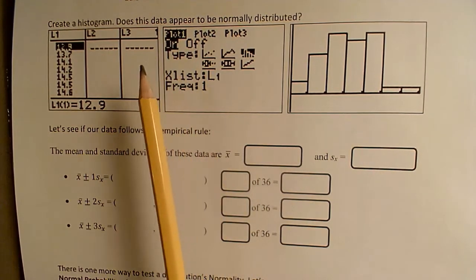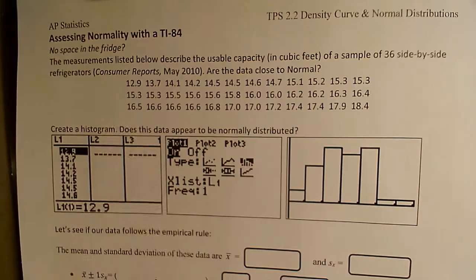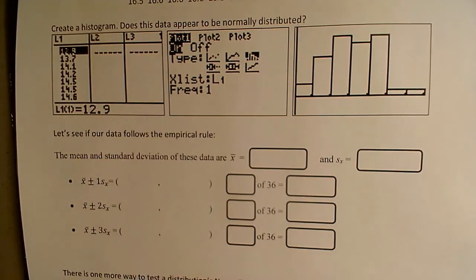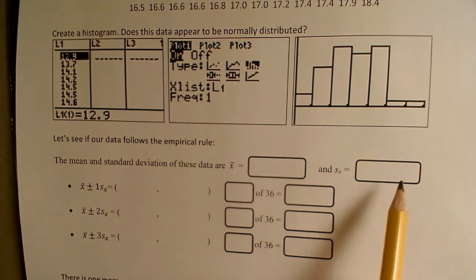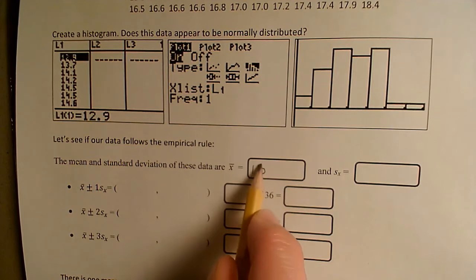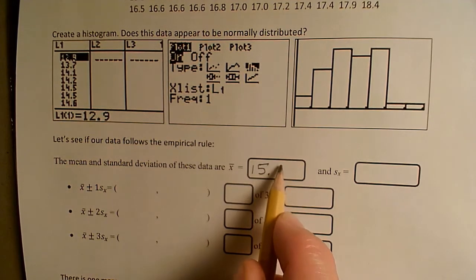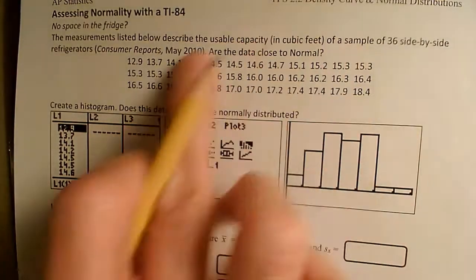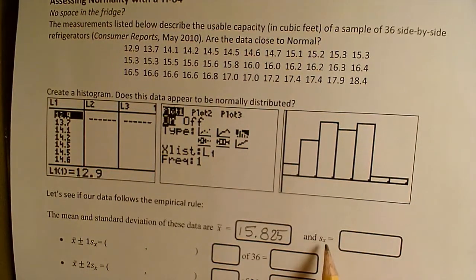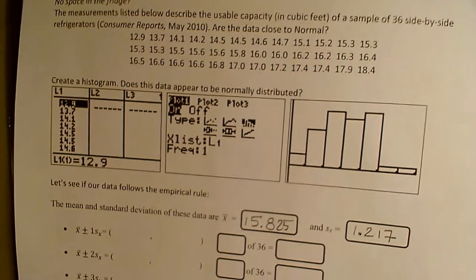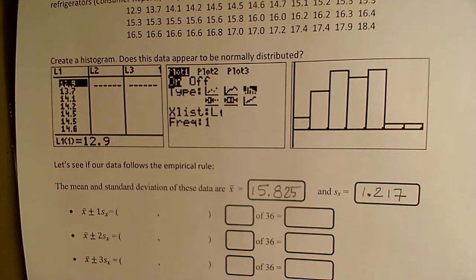If you do a 1-var stat from this data, once you put it in here, it will give you your x bar and your s. If you put that data in correctly, I think you should get 15.825 as the mean of all of these, and the standard deviation of 1.217, okay? Your calculator will give that to you when you do your 1-var stat.